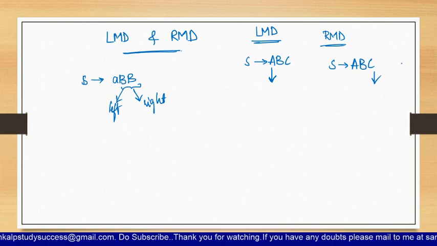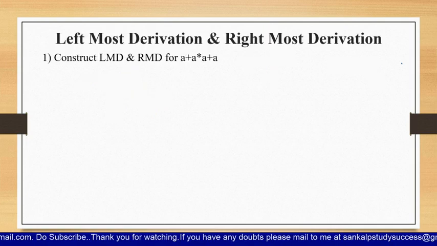So now let us solve some of the problems related to leftmost derivation and rightmost derivation so that we can be very clear in this topic, right? So here leftmost derivation and rightmost derivation. We need to construct both the leftmost derivation as well as the rightmost derivation for the string which is A plus A star A plus A.